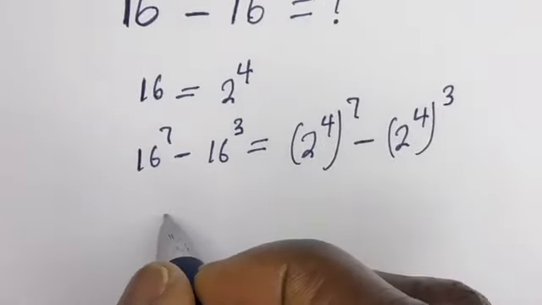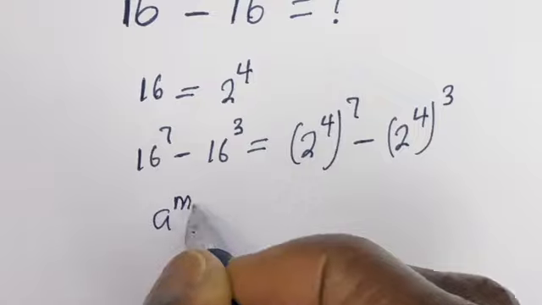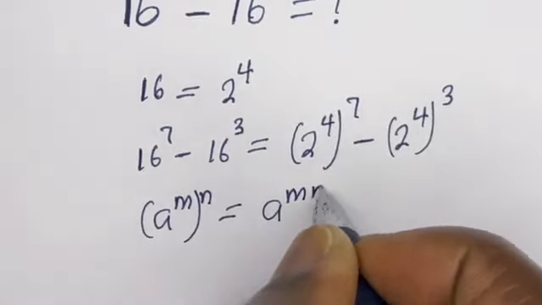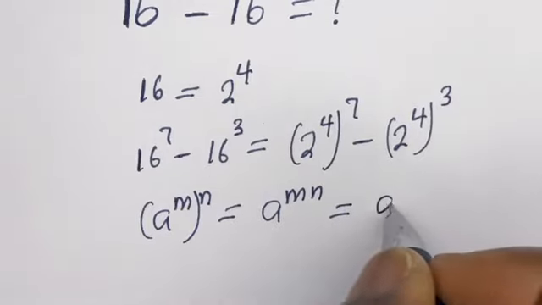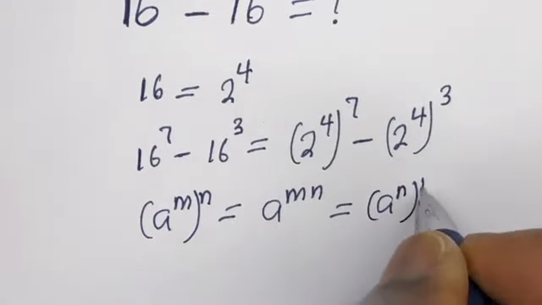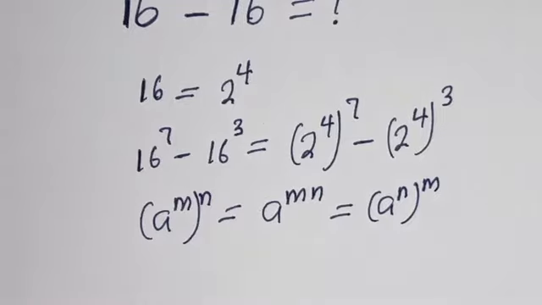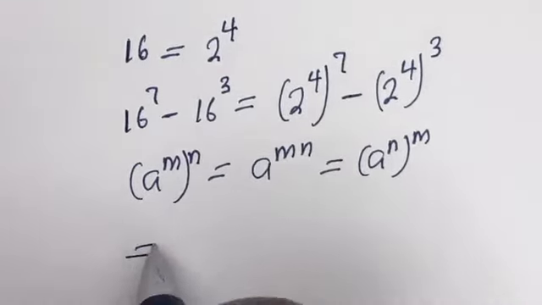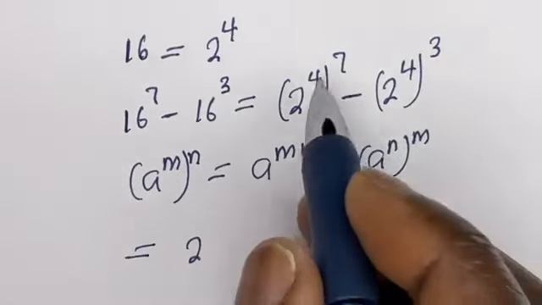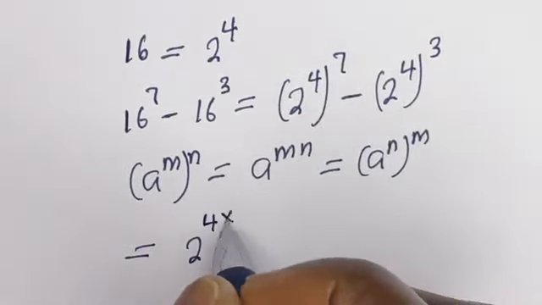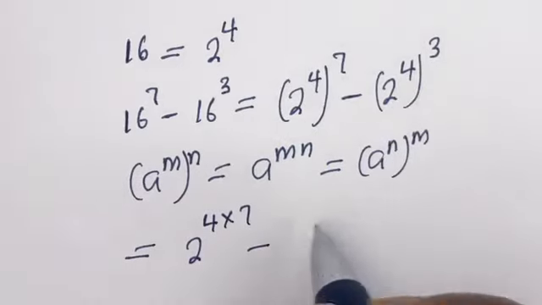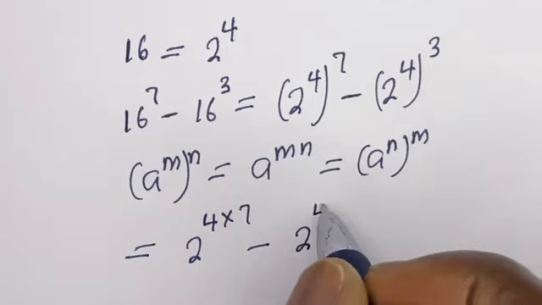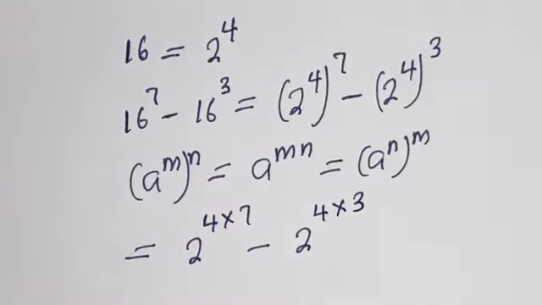Take note of this, that if you have a to the power of m to the power of n, this is equal to a to the power of mn. This is equal to a to the power of n to the power of m. Then 2 to the power of 4 to the power of 7 can be written as 2 to the power of 4 times 7, minus 2 to the power of 4 to the power of 3 can be written as 2 to the power of 4 multiplied by 3.